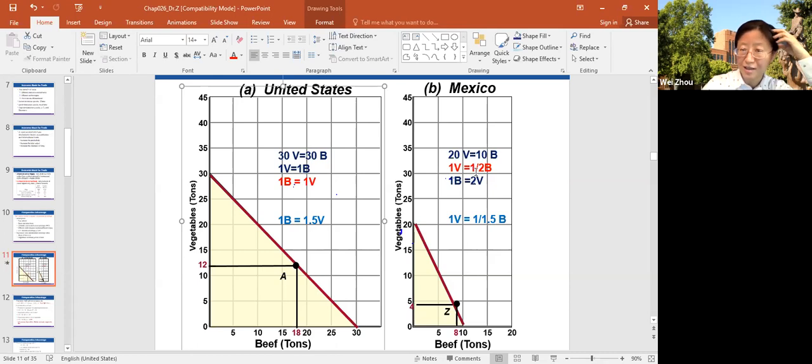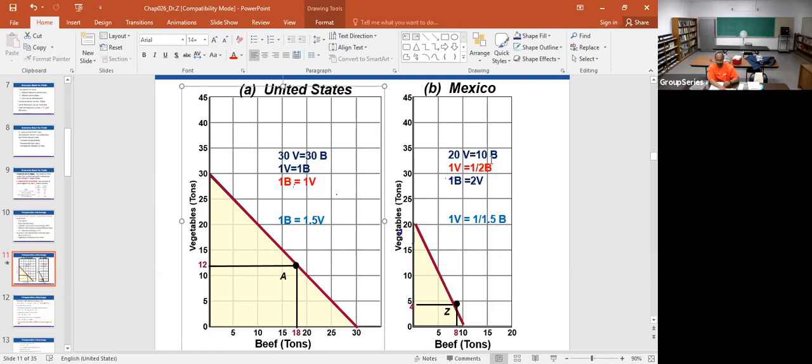But for Mexico, let's take a look. Okay. Mexico uses all the resource. They can make 20 units of vegetable. However, if they use all the resource to make beef, they can only make 10 units of beef. So in that case, you either make 20 units of vegetable, or if you give up all 20 units of vegetable, you get 10 units of beef. So divide both sides by 10. Then we find out 1 vegetable, or divide both by 20. Then 1 vegetable you produce in Mexico, you give up half of beef. Are you with me?